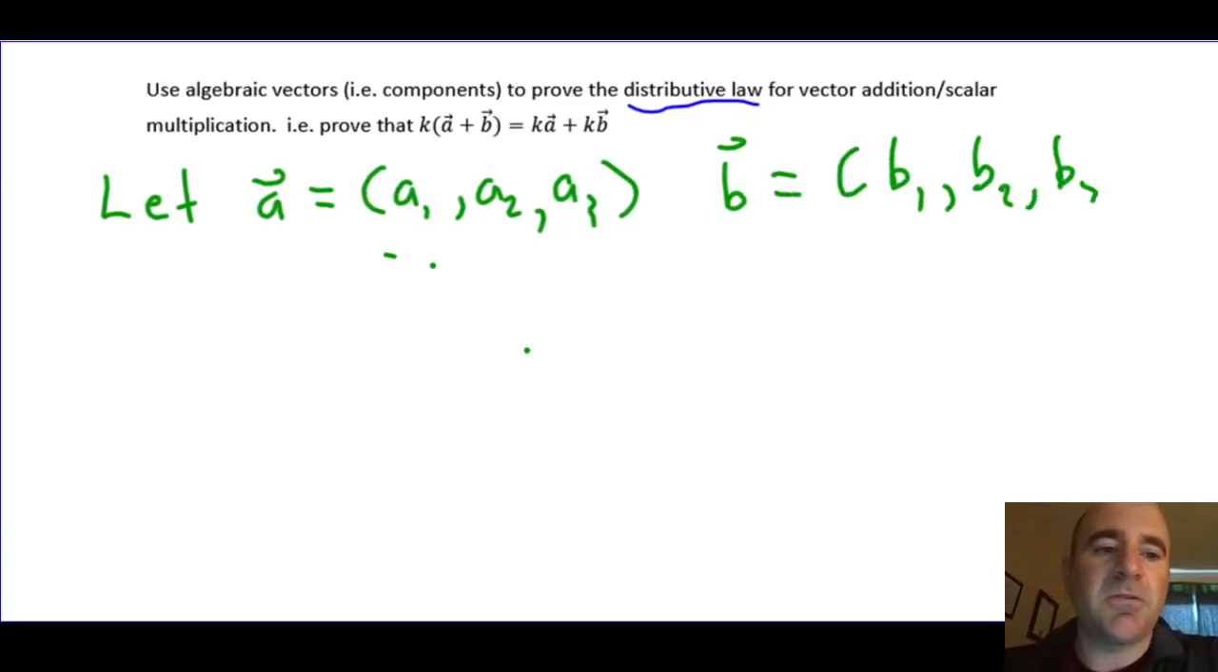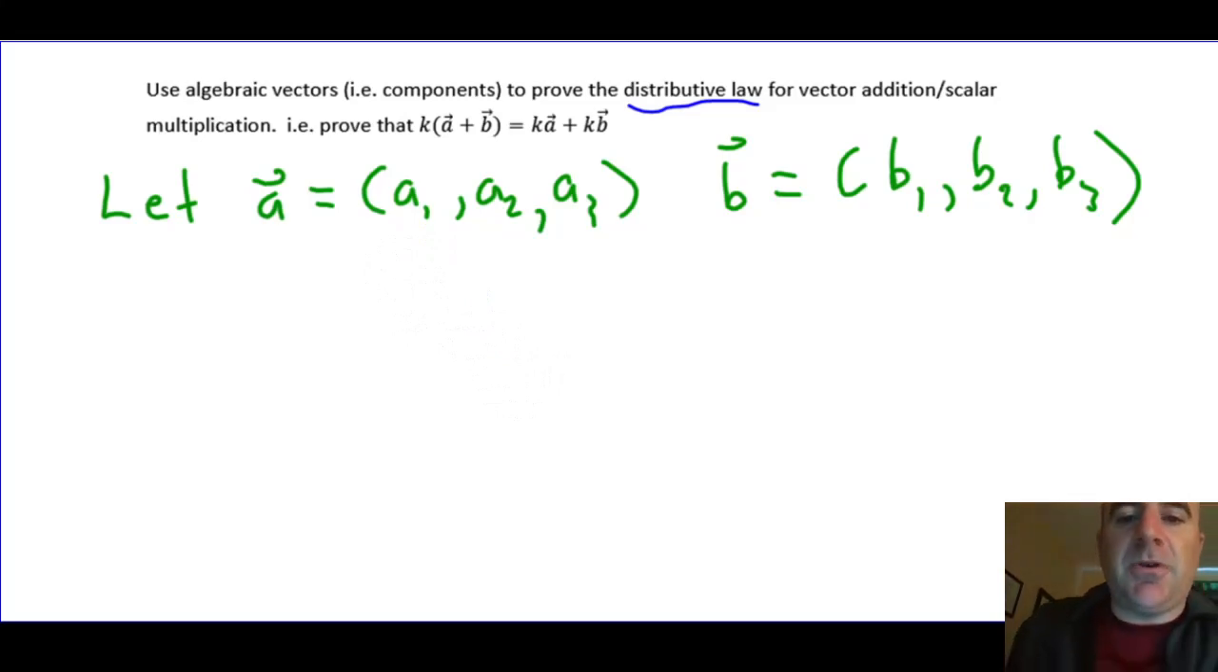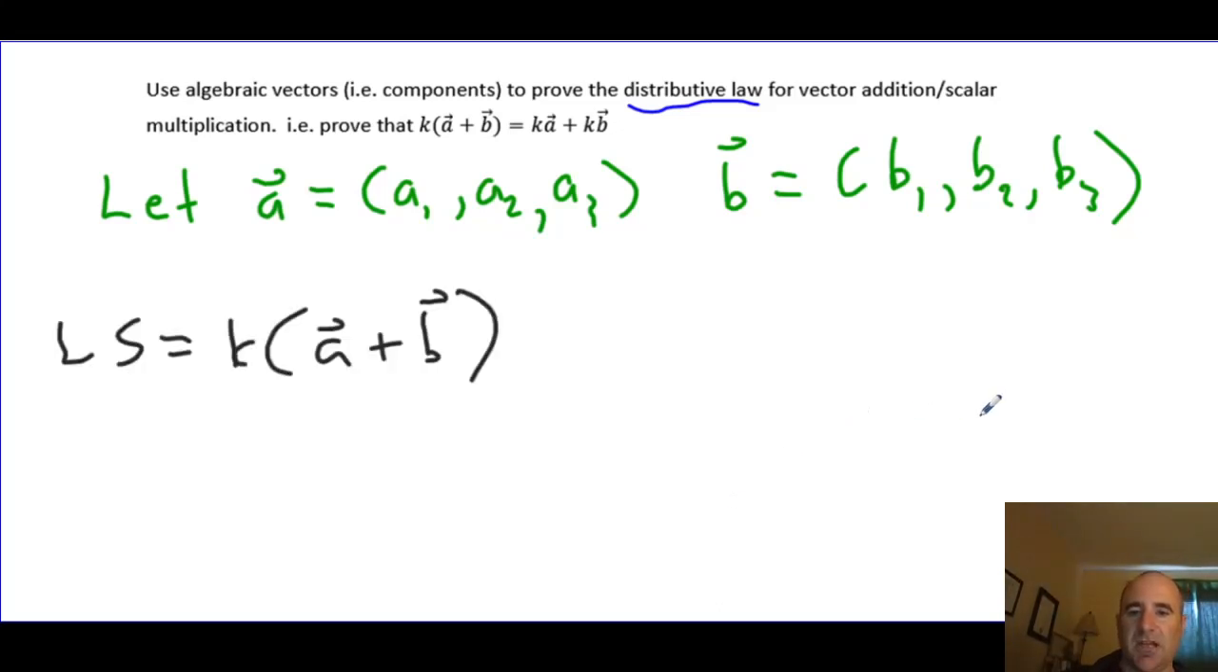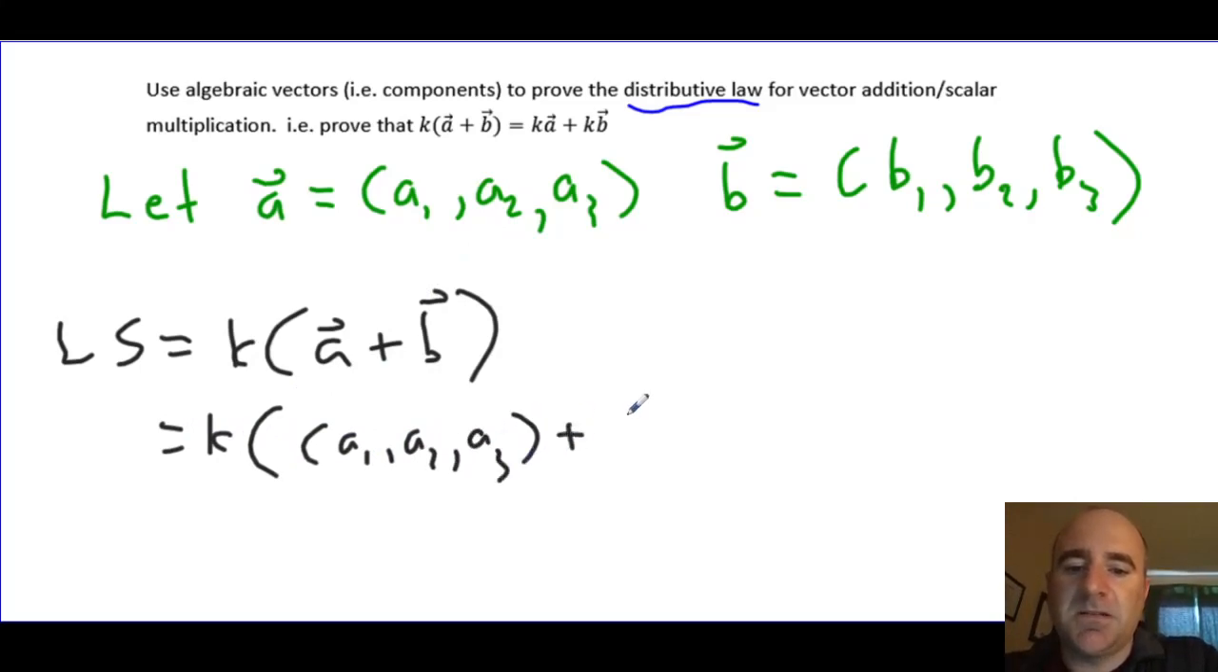I'm proving it in R3, okay? And if it's true in R3, it's going to have to be true in R2, because in R2 you could just imagine that the z value, the third component, is always equal to 0. So the easiest thing to do is to break this equation up into its left side and right side. Starting with the left side of the equation, we actually put the vectors in here. So the first vector, a1, a2, a3, plus b1, b2, b3.